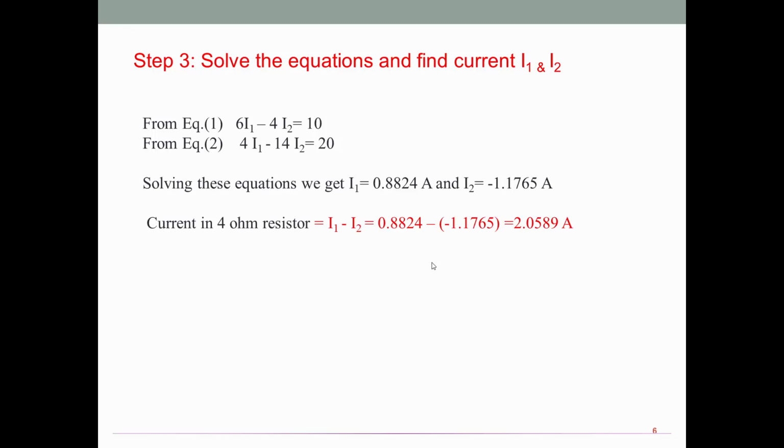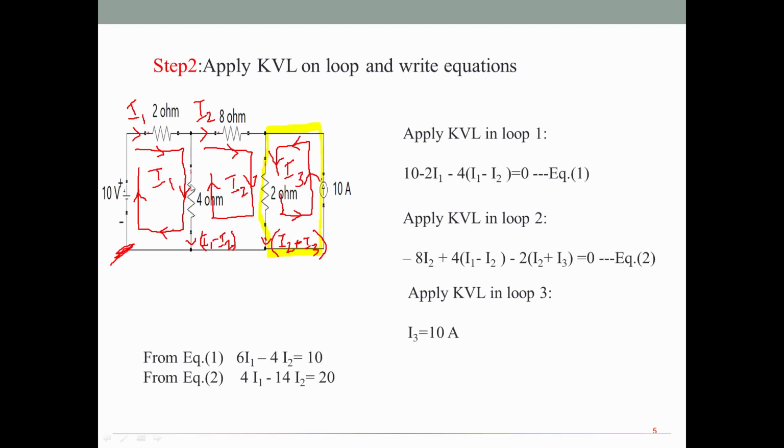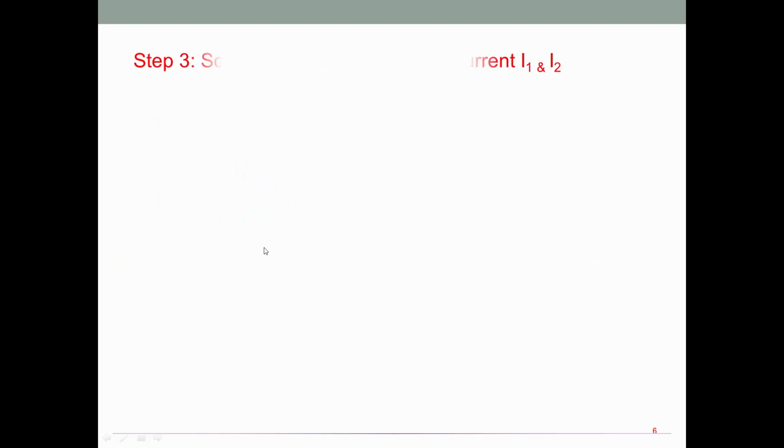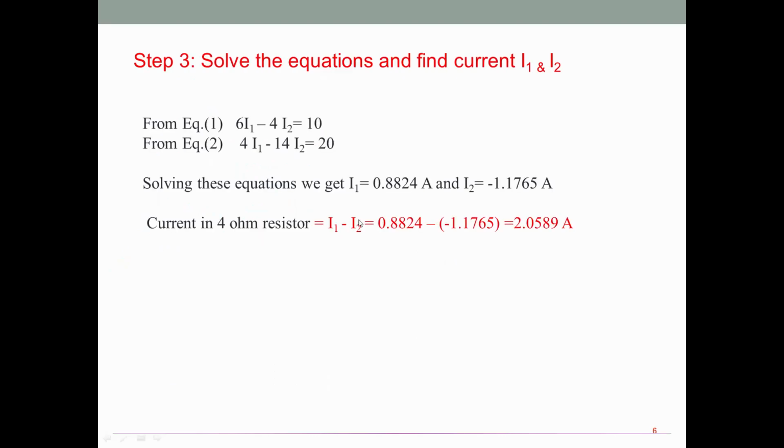Finally, the current in the 4 ohm resistor. Now go back to the problem. Let me take this path. This is the 4 ohm current. Now look at the branch current for the 4 ohm: I1 minus I2. That's why the current in the 4 ohm is I1 minus I2. Simply substitute the I1 and I2 values. In fact, the I2 value has a negative sign, so you must be very careful here and find the current in the 4 ohm resistor as 2.0589 amps.